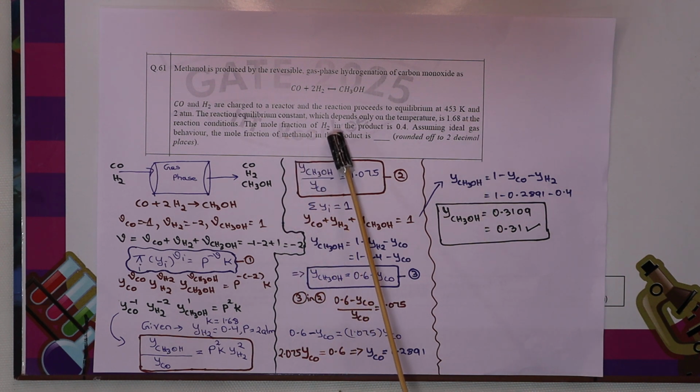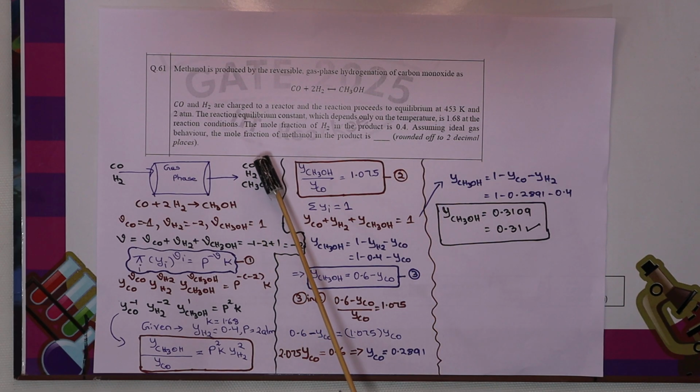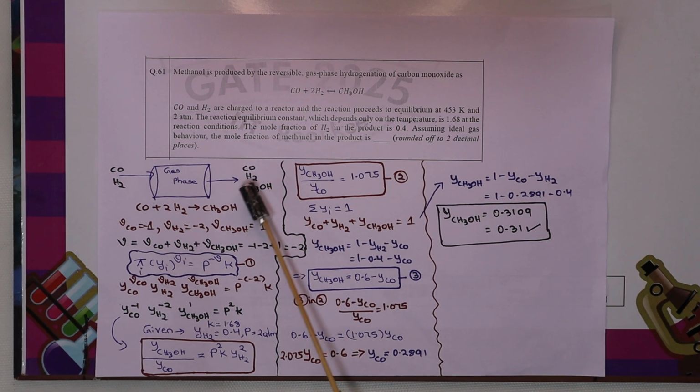The mole fraction of hydrogen in the product is 0.4. That means at the end 3 things will come out: unreacted carbon monoxide, unreacted hydrogen, and methanol. Among these products, the hydrogen at the exit is around 0.4. Assuming ideal gas behavior, you have to find out the mole fraction of methanol in the product. If 3 things are coming out, among the 3, the hydrogen fraction is 0.4. You have to find out what the methanol fraction is. This is how we can simplify.